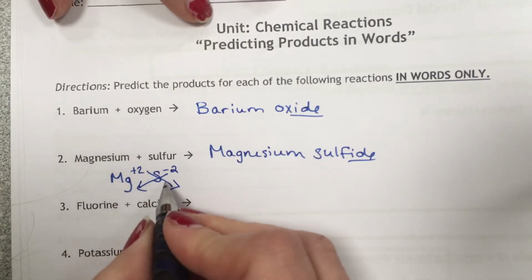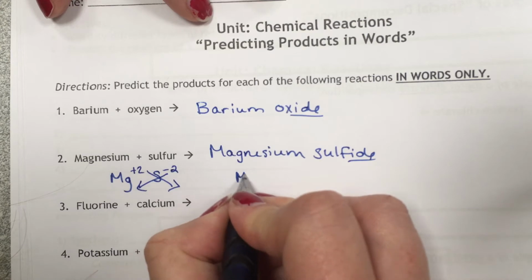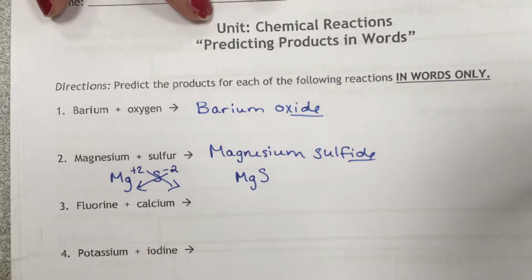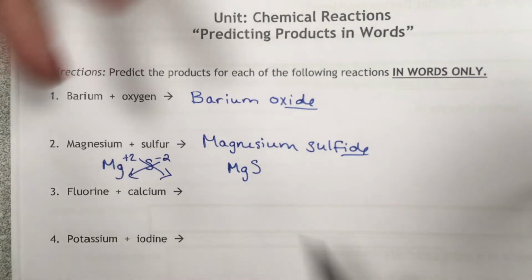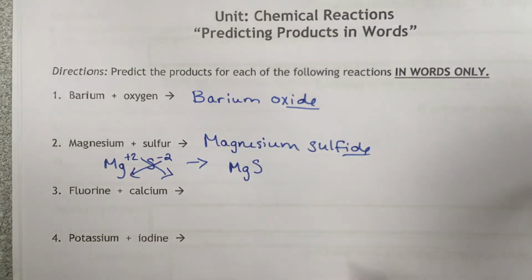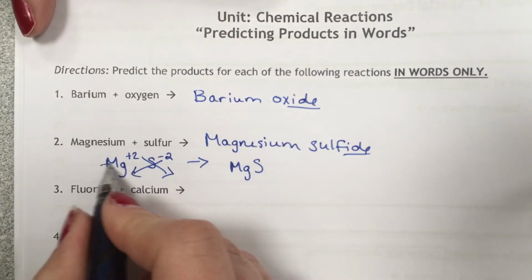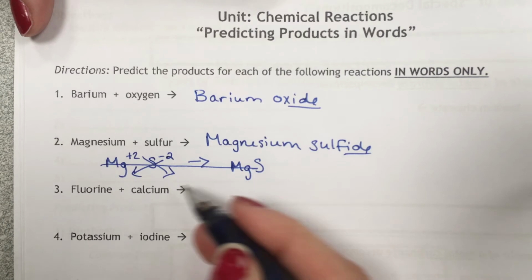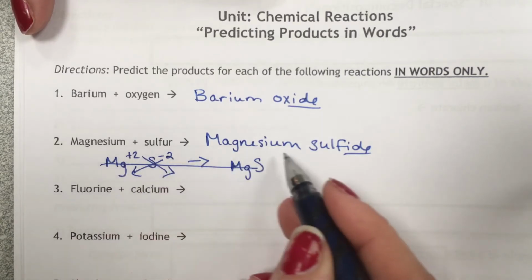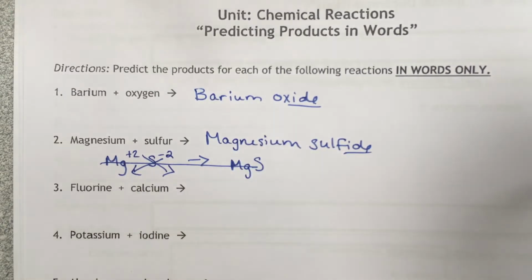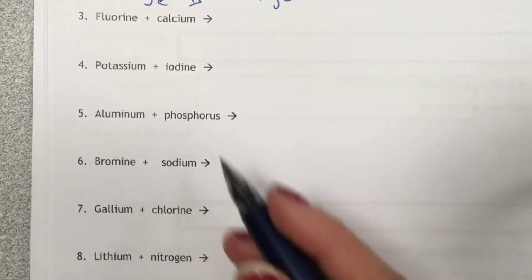So this would be magnesium plus sulfur would equal MgS, and that would be its formula if you're interested. This isn't what you need to do in the homework, but I'm just kind of showing you in my head. That's where I came up with magnesium sulfide. Okay, so all of these are synthesis reactions. We know because we're combining 2 things.